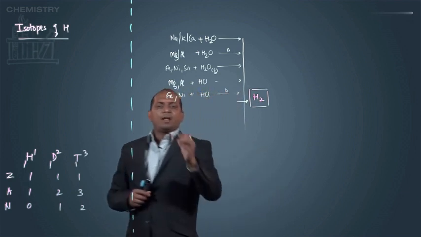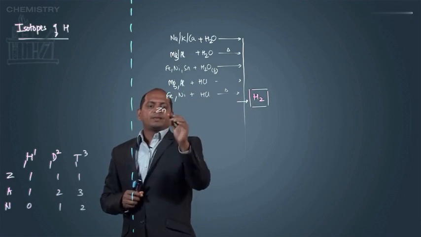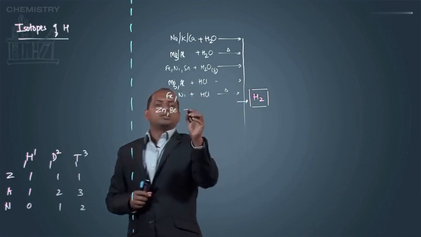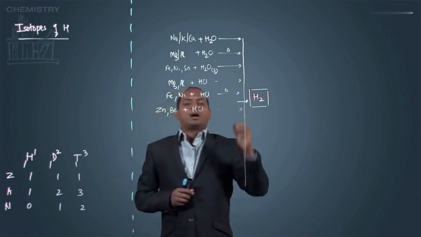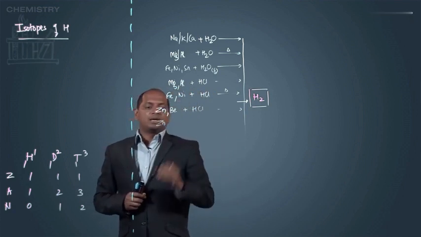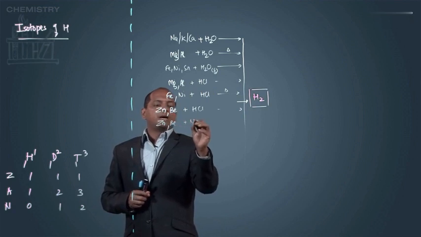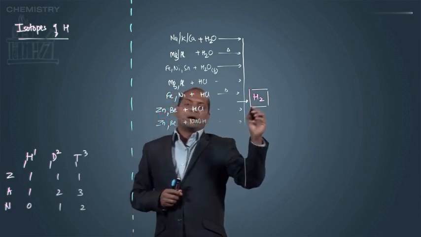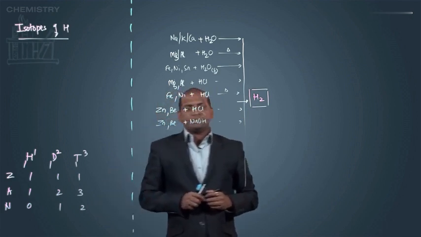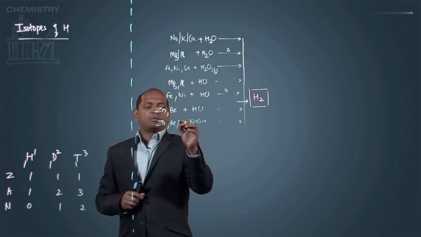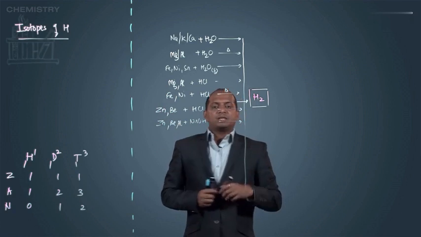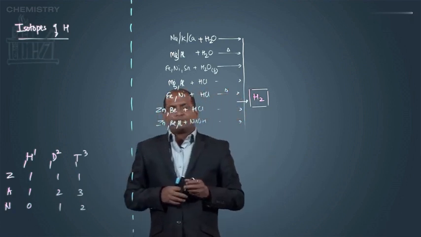Elements like zinc, beryllium, which are amphoteric, also react with HCl, giving hydrogen gas and the corresponding salt. But elements like zinc, beryllium also react with NaOH, giving hydrogen gas and the sodium salt of zinc and beryllium. Even aluminium also reacts because aluminium also acts as an amphoteric. So, these are certain laboratory methods of preparation.